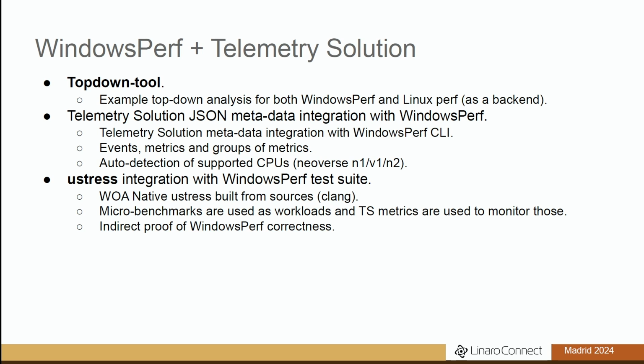For the telemetry solution, we do three things. We integrate with the top-down tool as a backend. We get all this JSON data with events, metrics, and groups of metrics in. And what's more, we are using the stress micro-benchmarks from the telemetry solution team, which are also available open source in our ARM GitLab. These micro-benchmarks saturate certain parts of the SoC, for example the load store, floating point, or L1 cache. And we also use these micro-benchmarks to indirectly test if our tool is correct.